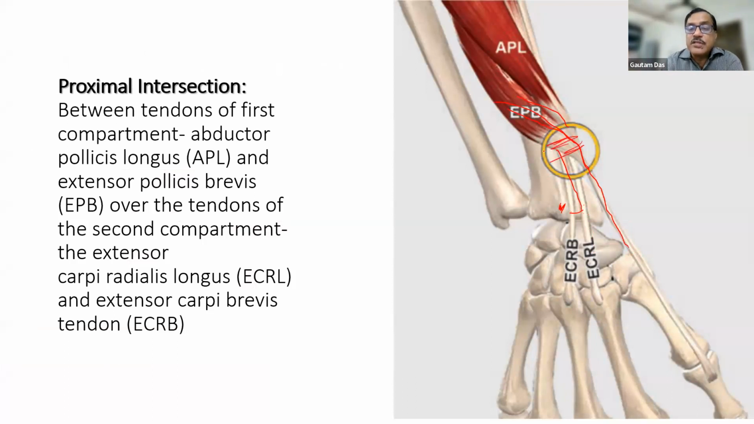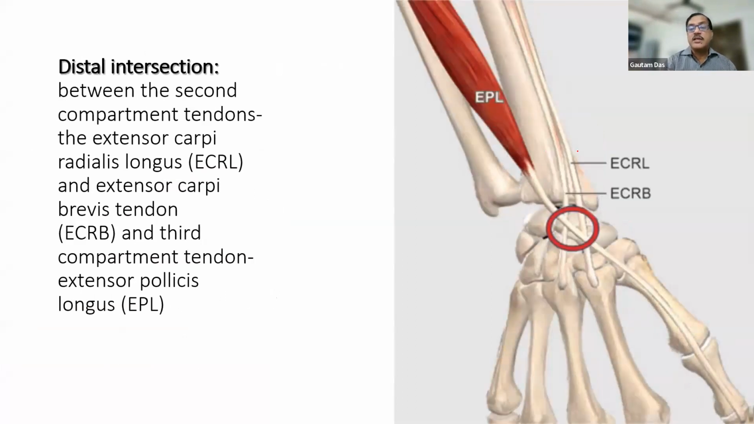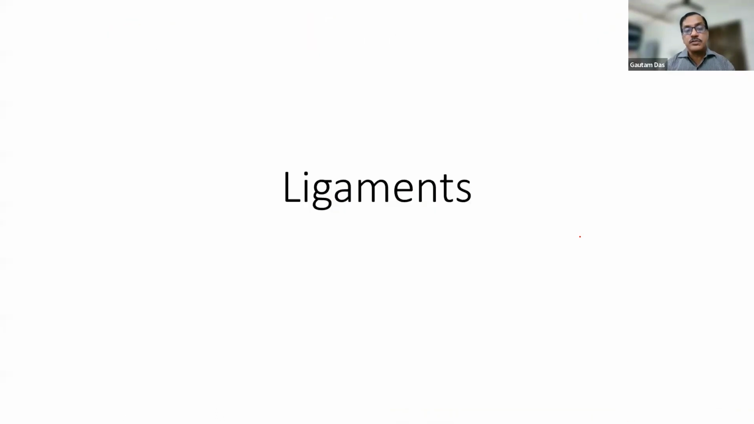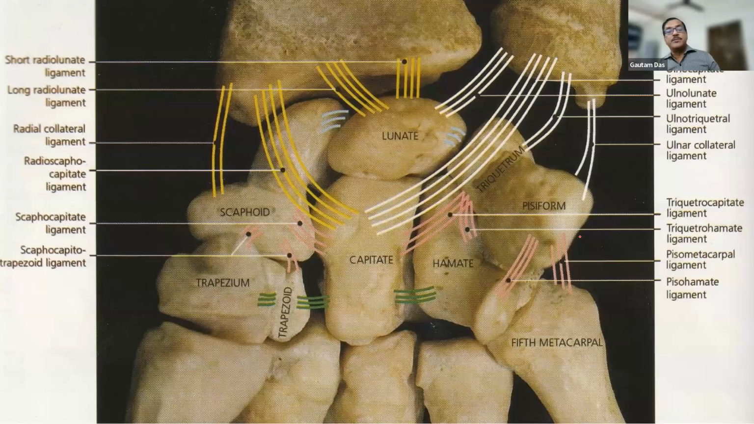So there might be friction, and there might be an edematous area causing pain. And distal is, if we are tracing this below, then again extensor pollicis longus, which is a deeper compartment muscle, will be crossing over the extensor carpi radialis longus and brevis. And this is the area of the distal intersection syndrome. I'm just quickly, nerves I'll be showing you, but here it is very important again.